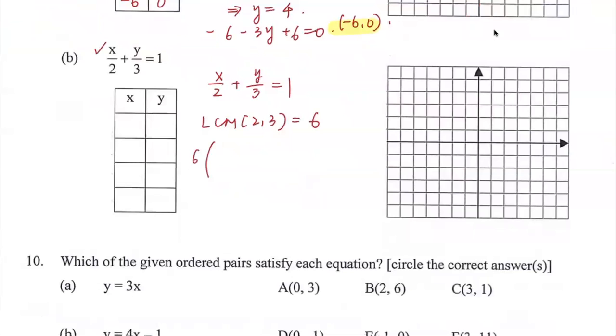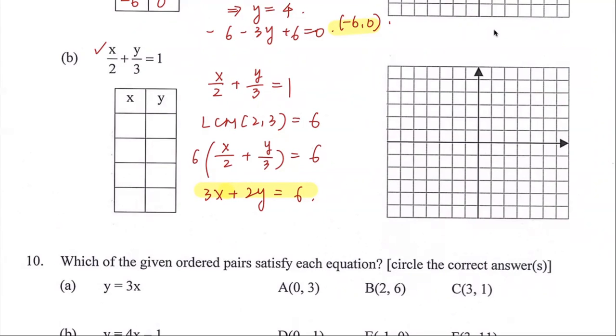6 times x over 2 plus y over 3 is equal to 1 times 6, which is 6. Okay, and 6 times x over 2, 2 gets canceled, so it's 3x, right? Plus 6 times y over 3, 3 gets canceled, so it's 2y. 3x plus 2y is equal to 6. So if you get this form, that'll be easier for you to do the calculation, right? Because it's always harder to deal with fractions, okay?